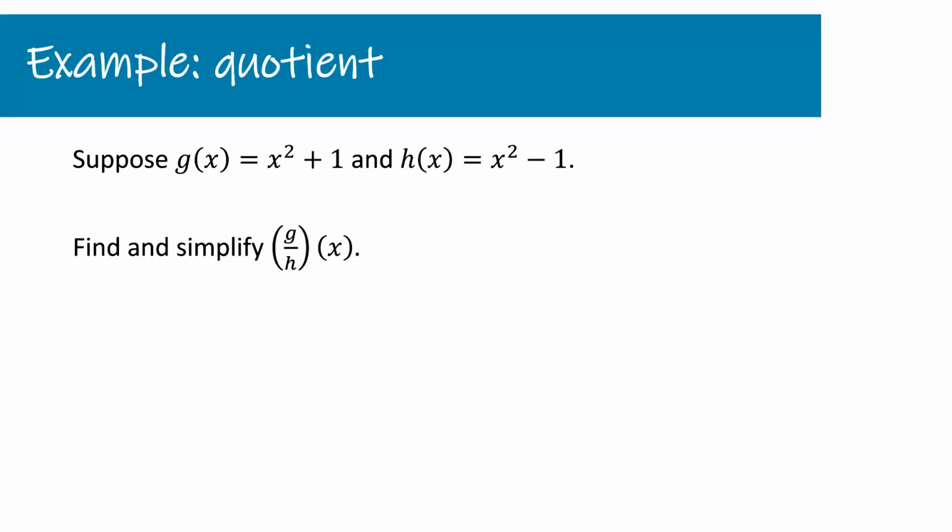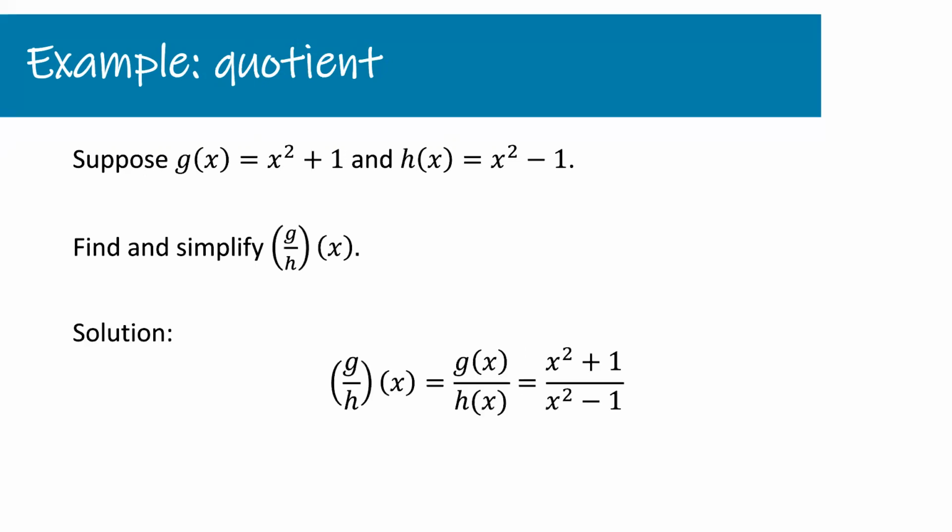And lastly, take a moment and pause to find the quotient. Here, you're just going to put g of x over h of x. And we're not going to simplify this any further. We're just going to leave it as x squared plus 1 over x squared minus 1.